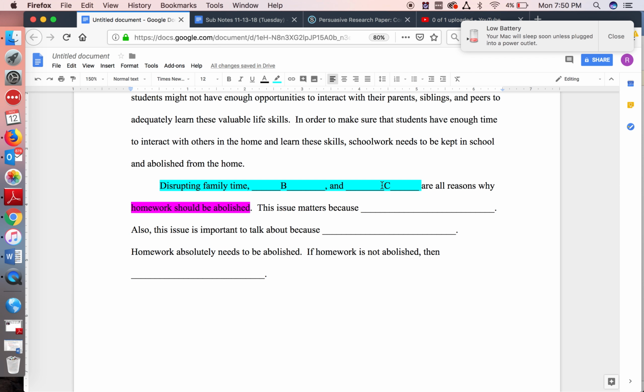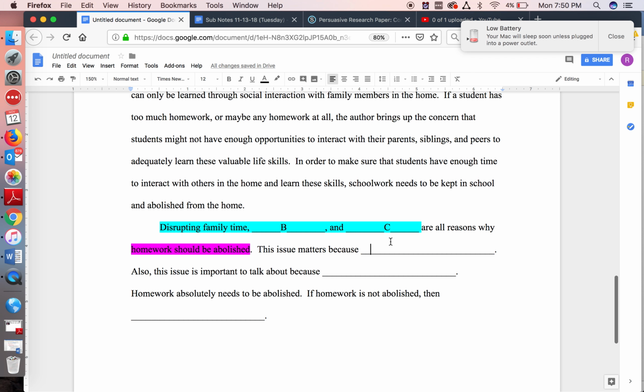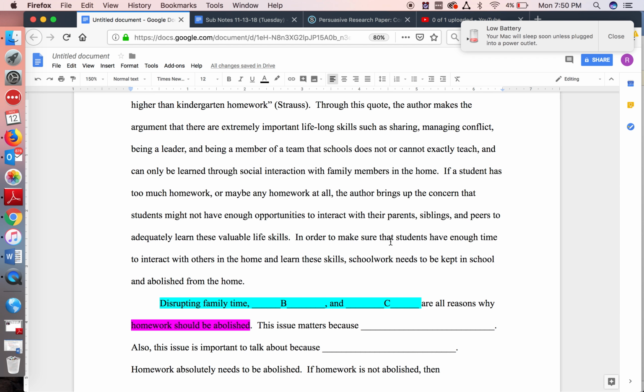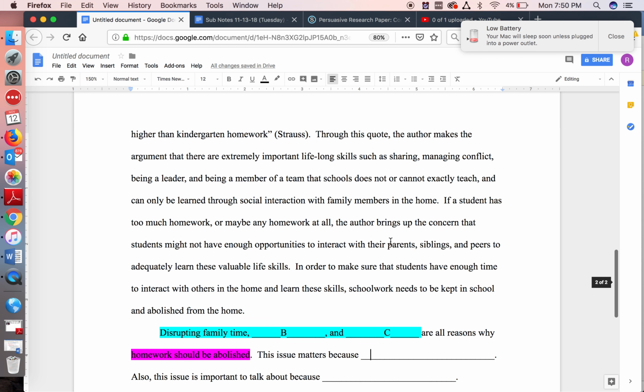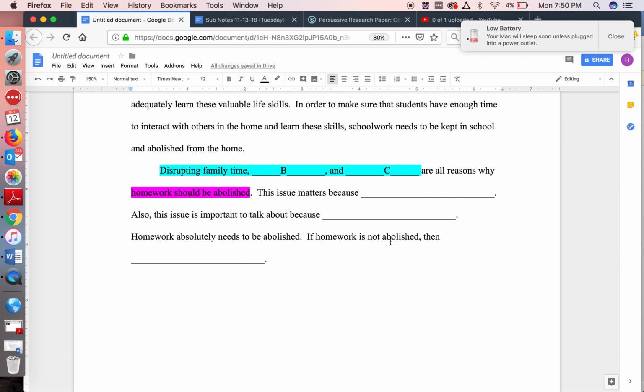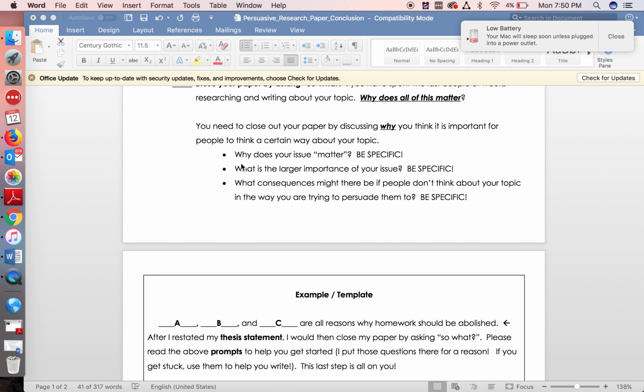I could say this issue matters because, and I would have to think about this right here. Why do I think this issue matters? And what I want you to understand is in your conclusion, you're not giving me any more huge ideas. You're not giving me any new supporting ideas because you should have done that in your body paragraphs. You're kind of asking yourself, what did all this add up to? This issue matters because blank. Why does it matter? Also, this issue is important to talk about because blank. Think about that. That's what this means.